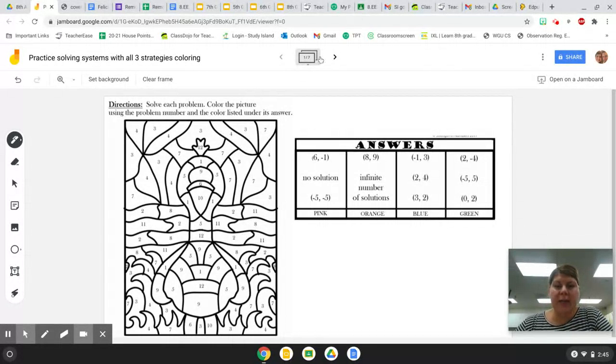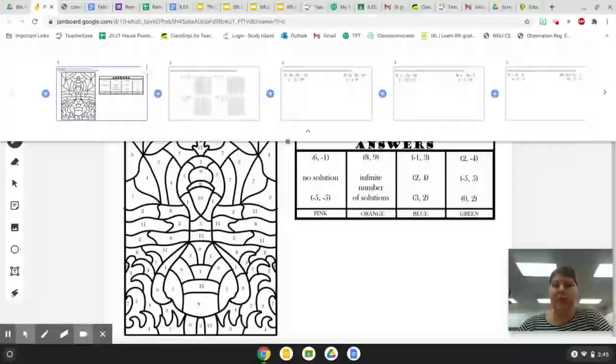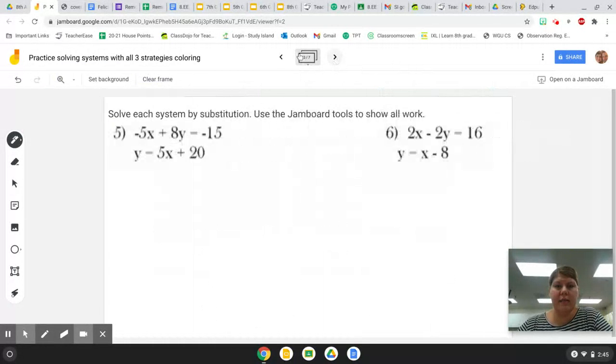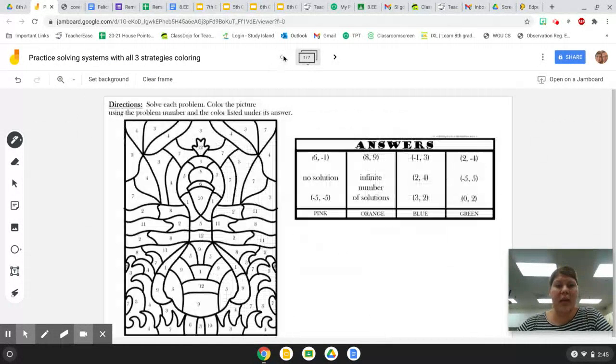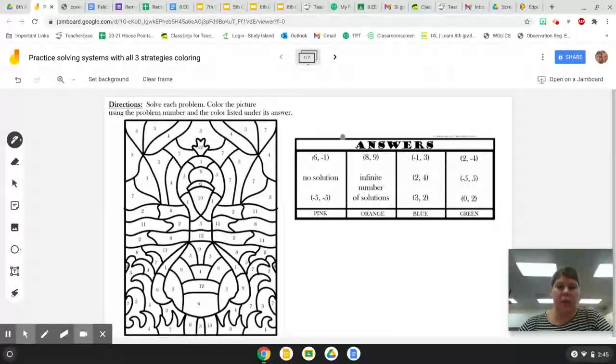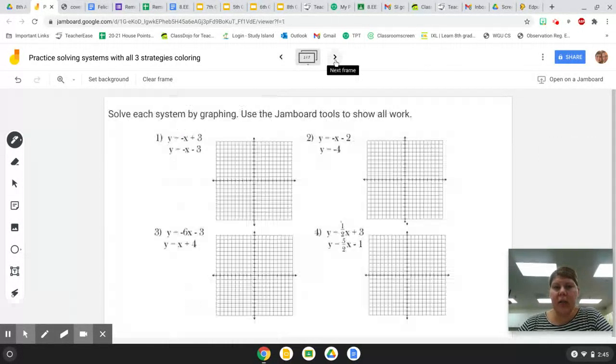At the top, it's kind of like Google Slides, where it has different slides to flip through. You can view a lot of them at one time, or if you condense that, you can just go slide by slide. That's the way you navigate through here. Here it tells you the directions. Make sure you're reading them. If I go to the next frame, this just told you what the coloring directions were for this activity. I'm going to do one from each strategy: one graphing, one substitution, and one elimination.